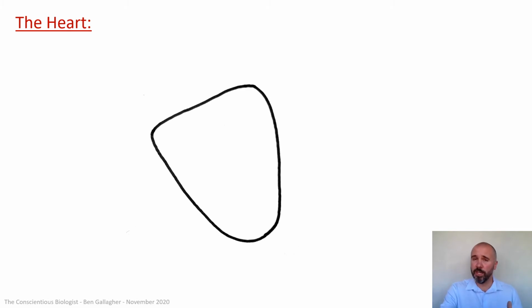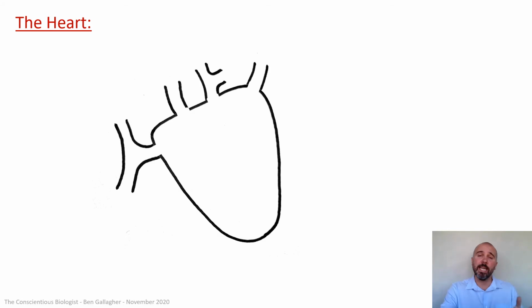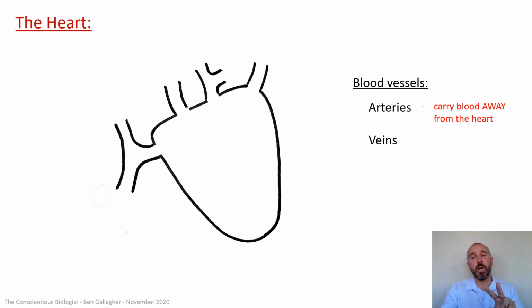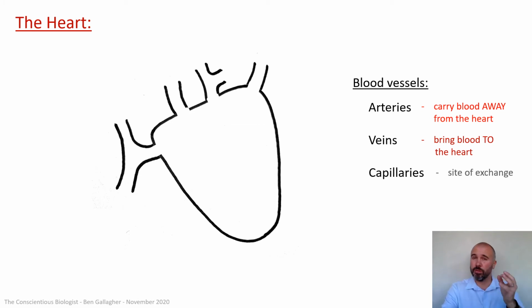So the heart, it's roughly kind of strawberry shaped. It's tilted slightly on its side. It's got ways in and out of the heart. That's where the blood vessels are attached. And if we're quickly thinking about those blood vessels, you've got three main types. The major two are the arteries and the veins, and arteries carry blood away from the heart, veins bring it back. Capillaries, for completeness, are the really, really small blood vessels.